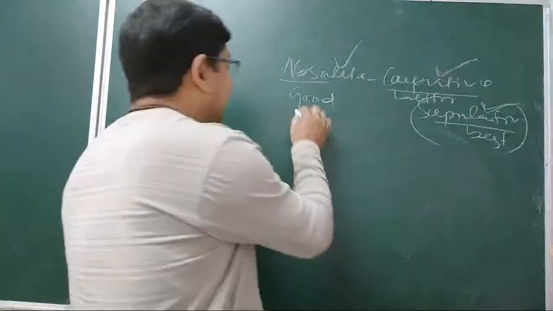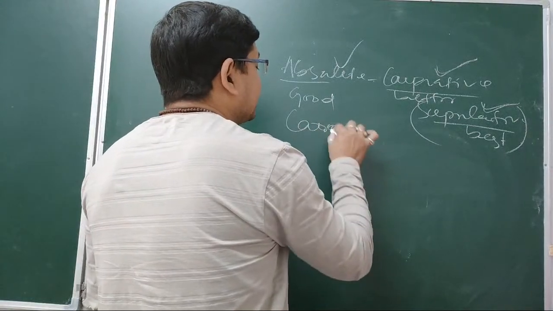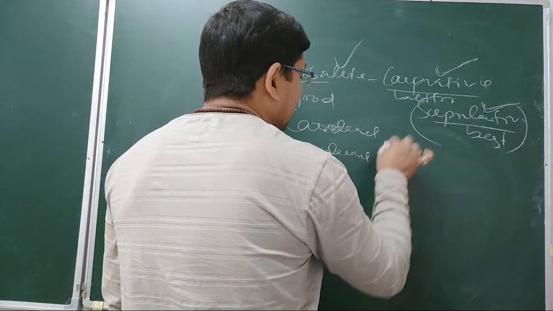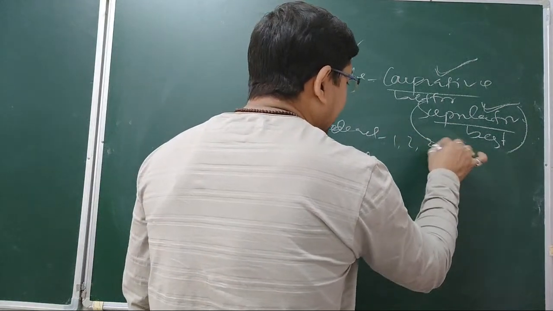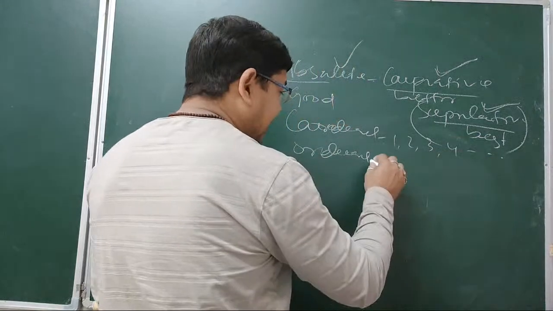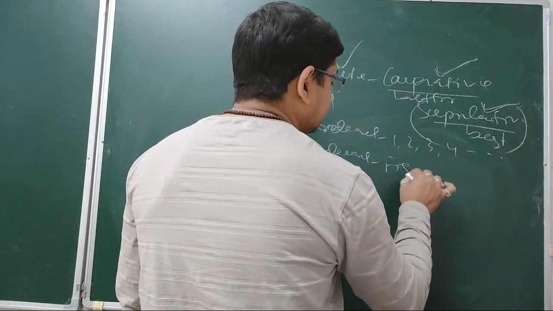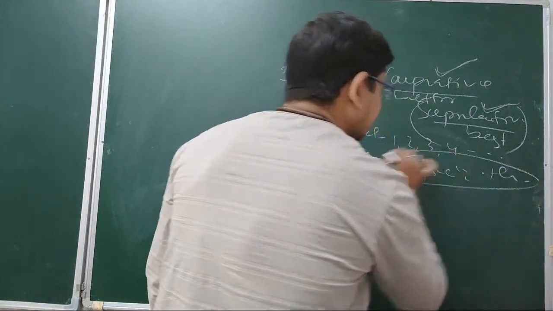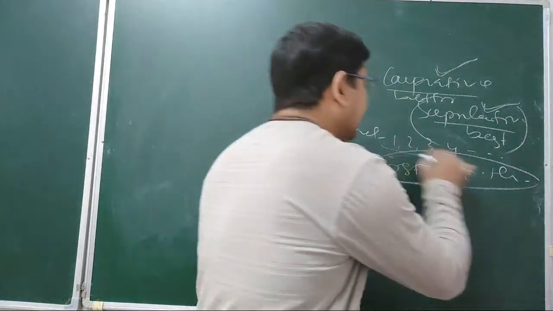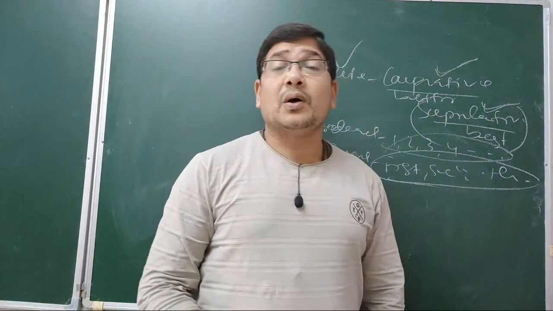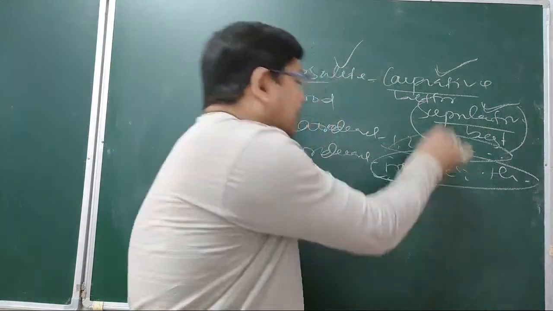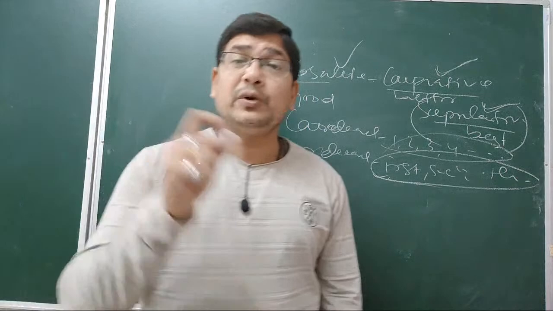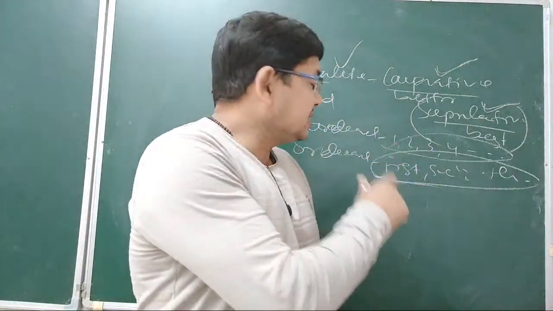One is cardinal and one is ordinal. Cardinal means 1 2 3 4 etc., and ordinal means first, second, third etc. First, second, third are ordinal numbers, and 1 2 3 4 are cardinal numbers. So we use the before this ordinal number.